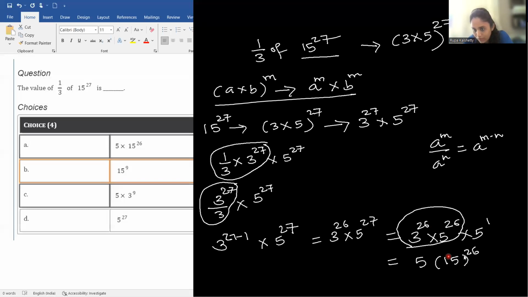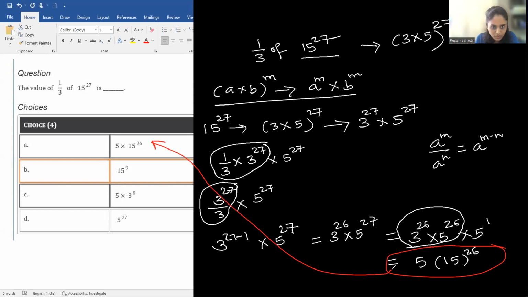Now you can see that this part is matching with option A. So option A should be your correct answer. Am I correct? Yes, this part is matching with option A, which is here. So option A is the correct answer.